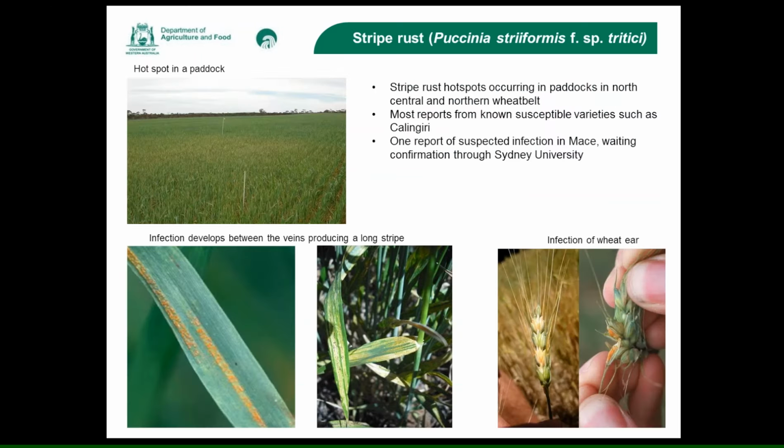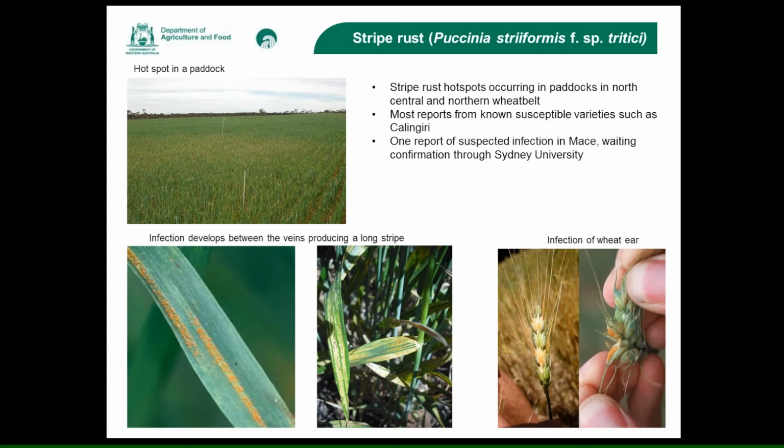So if we move along to stripe rust, it is something we haven't seen in epidemic proportion for several years, but obviously it's just been bubbling away in our susceptible varieties at a very low level, waiting for a perfect opportunity such as we've got this year. So we're seeing hotspots occurring in paddocks in the northwest, central and northern wheat belt. Most of the reports are coming from susceptible varieties such as Kalingerie, and those susceptible varieties as a green bridge have obviously perpetuated the disease, and now we're seeing the responses in crop.